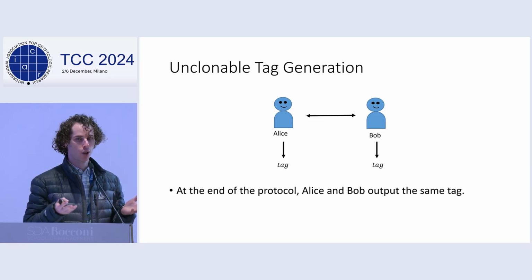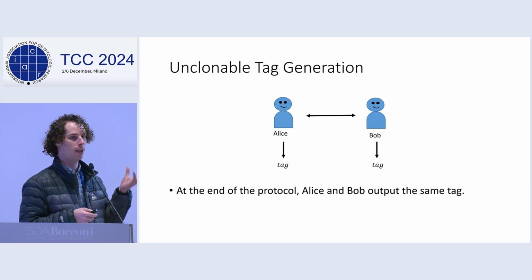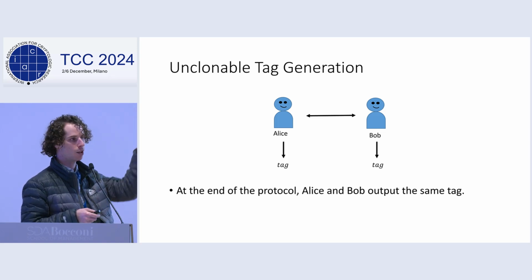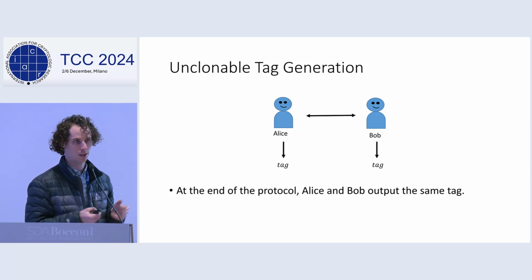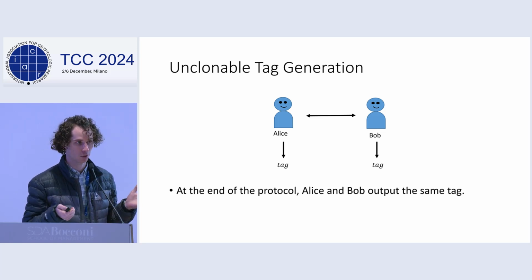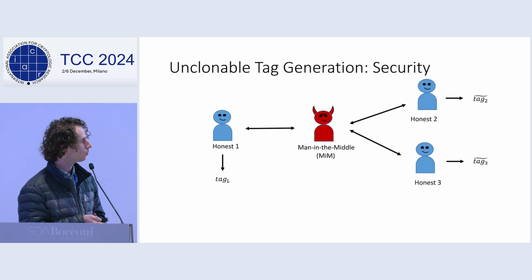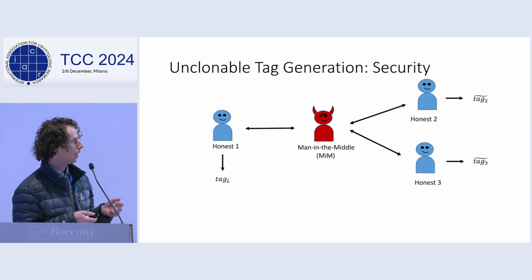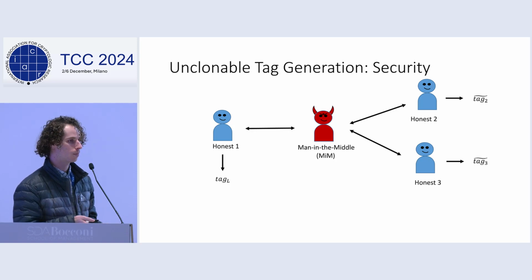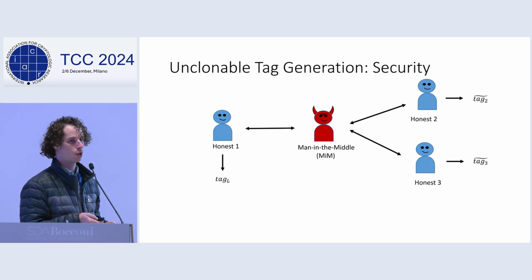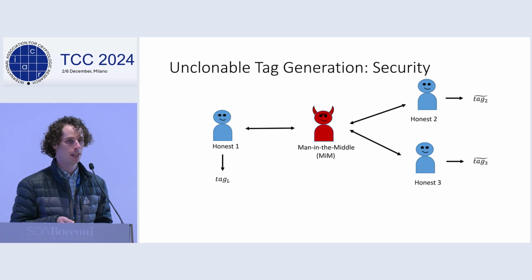So this is just a protocol where two parties, Alice and Bob, interact, and then at the end of the protocol, they output the same tag. And then you can use this for a non-malleable proof, potentially. For security, what we want is that if an adversary interacts with three different honest parties, then it cannot force all three honest parties to output the same tag.